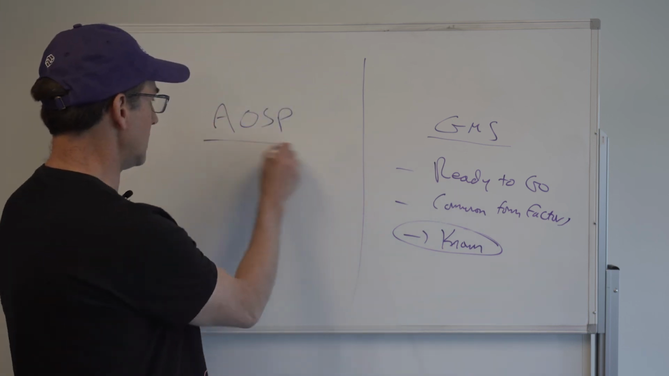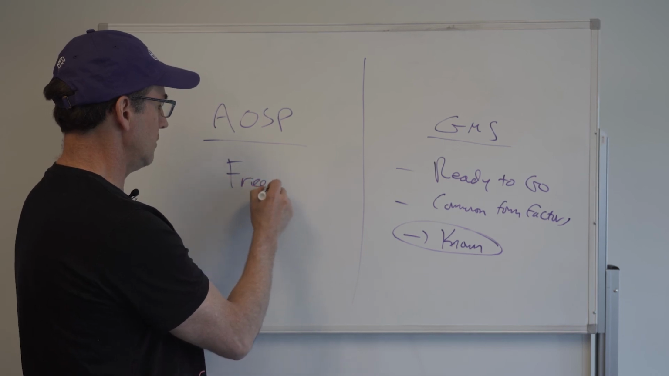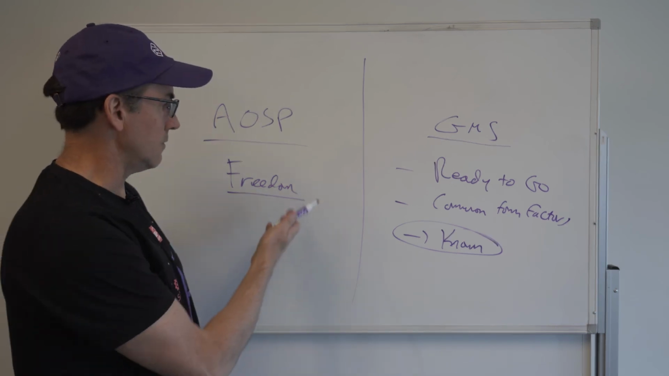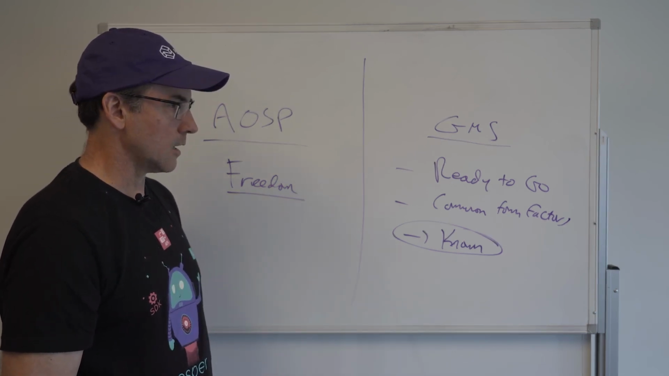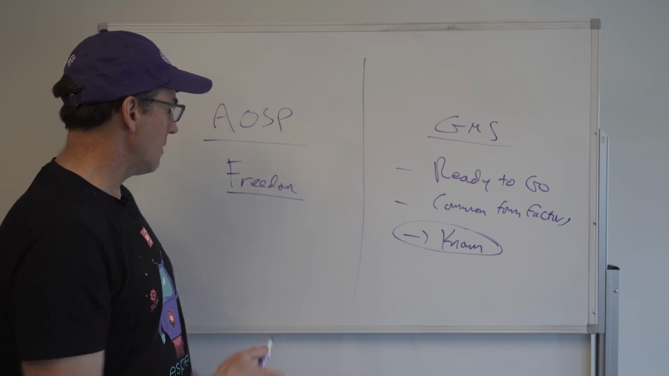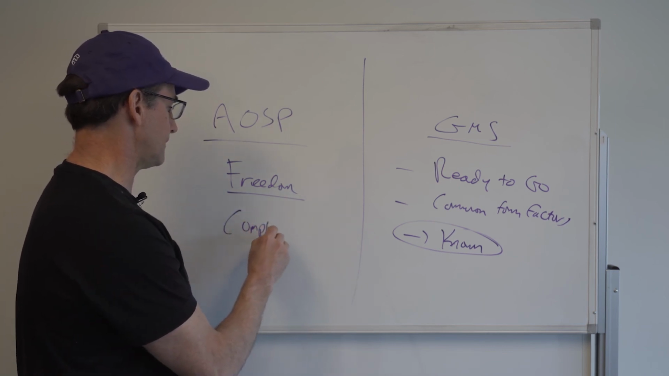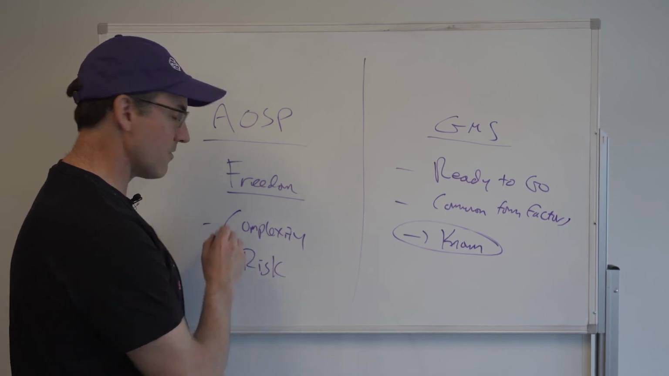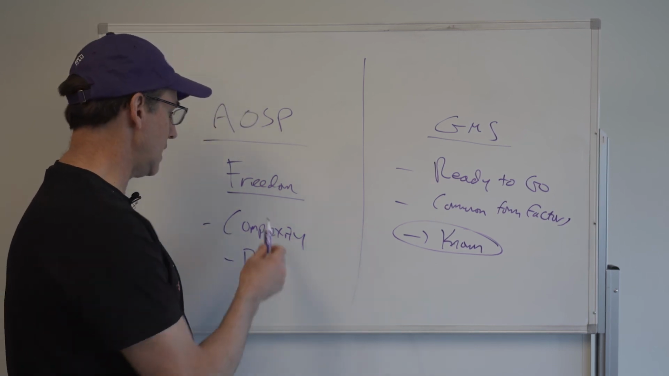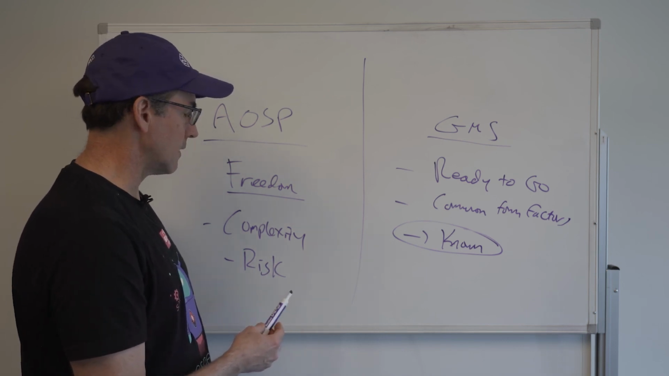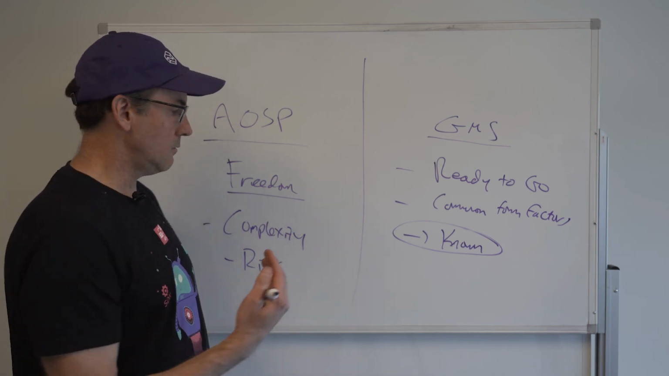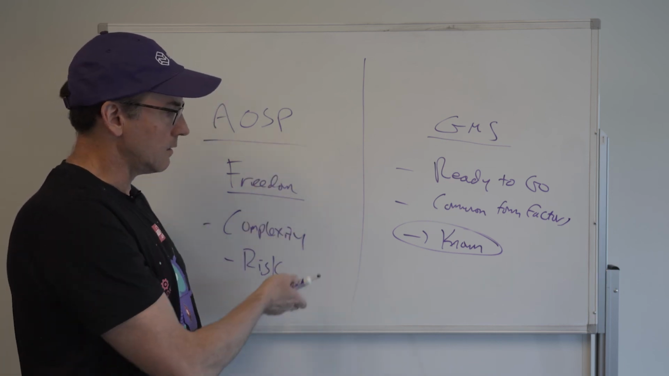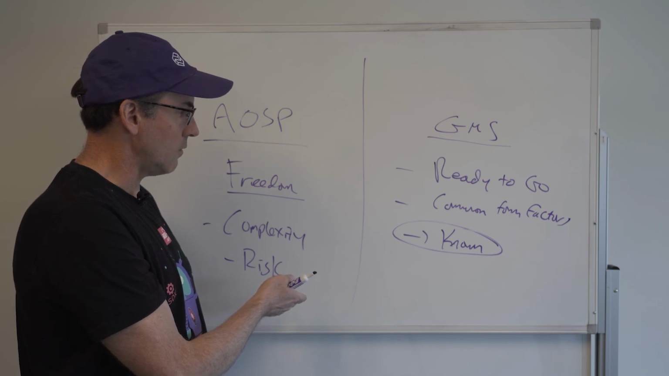On the AOSP side, freedom. You can build whatever you want. And Google very nicely provides this huge code base for you to work off of, which is like unheard of, fantastic, but you also have complexity. And with complexity comes risk. There's a lot more things that you have to deal with here, but it really depends on what you're trying to do with your use case, where if you need full control, you need to have long-term availability of the hardware. AOSP could be a much better way for you to go with this.